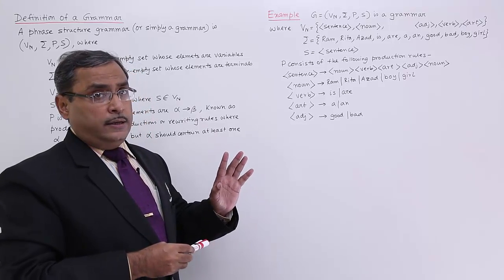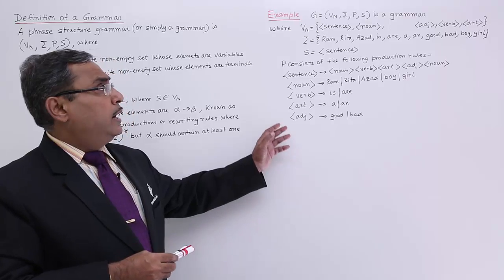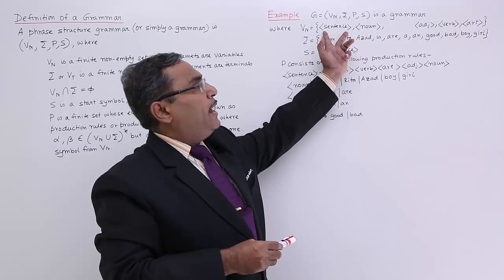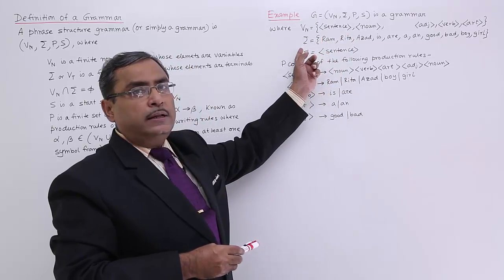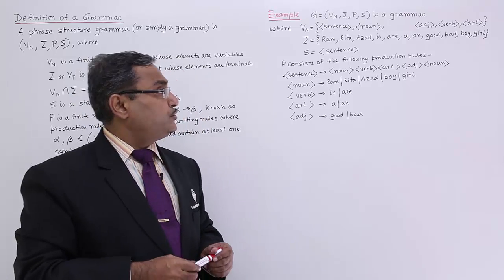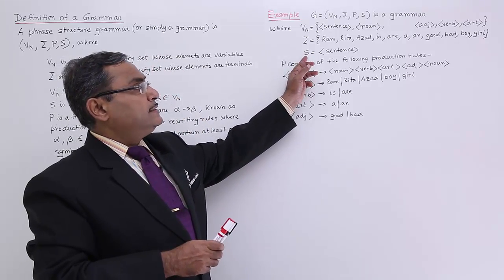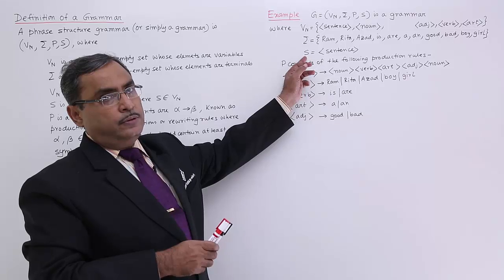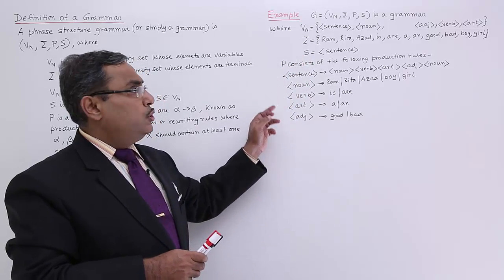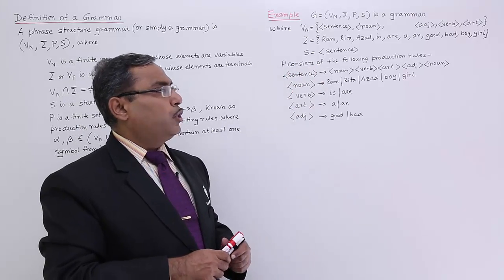According to this notation, I have enclosed non-terminals or variables within angular brackets, and sigma symbols are not enclosed within angular brackets, only to have the differentiation. And S is the sentence, and that is the start symbol. Now here we have this set of production rules. So, P consists of the following production rules.